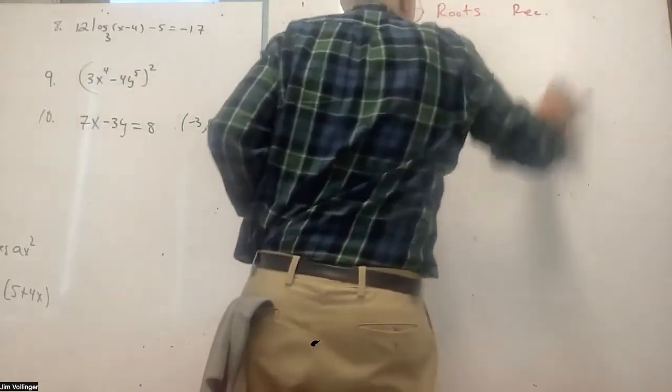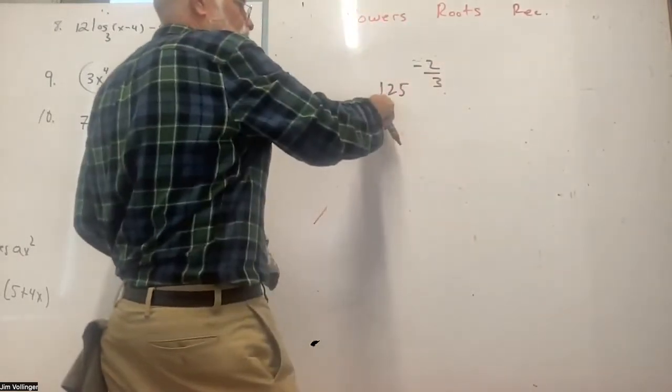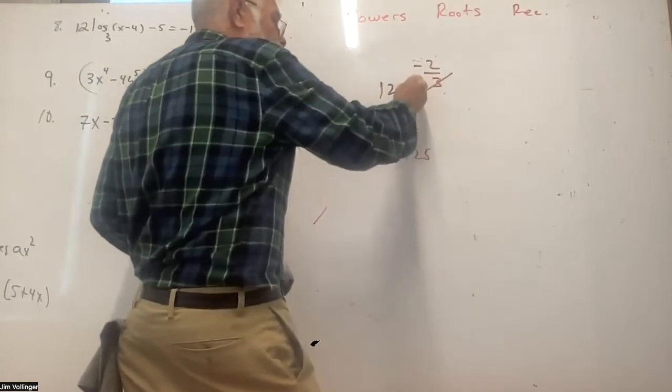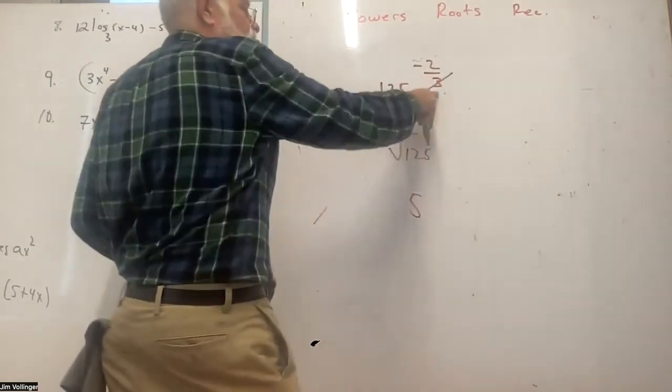I'm telling you what I'm going to do. I'm going to do the cube root of 125. Boom, it's 5. That operation's done.